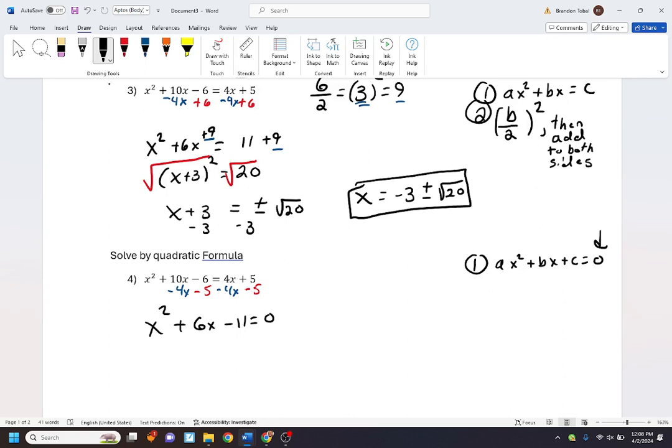And then you do the formula. The formula is negative b plus or minus the square root of b squared minus 4ac, over 2a. You do a couple of practice problems, you start to remember it. So just make sure you identify what your a, b, and c are. So a is 1, b is 6, and c is negative 11.